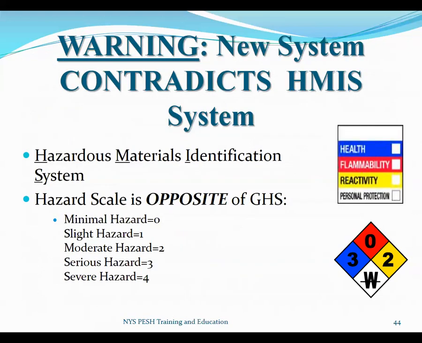Just a warning: when using the HMIS system, it's the number allocated to the hazard. Its severity is actually opposite that of GHS, and what I mean by that is in GHS, 1 is your more severe hazards. When using the hazardous material identification system, it's the opposite, where 4 would be your severe hazards, as opposed to 1 with a GHS standard.